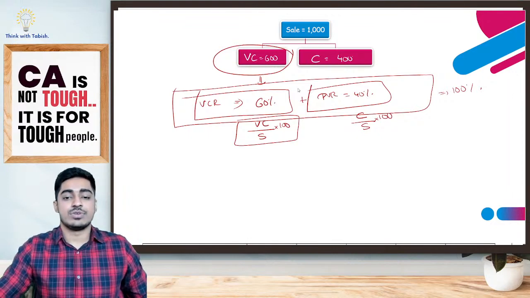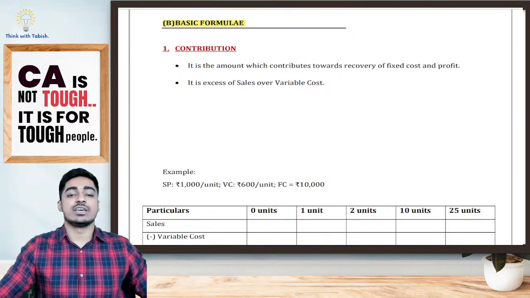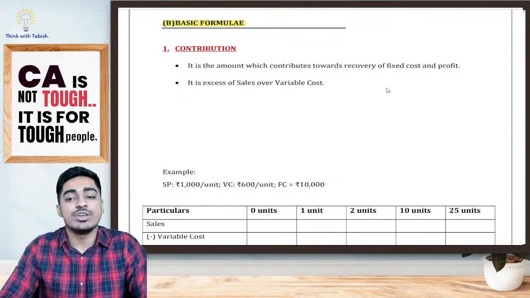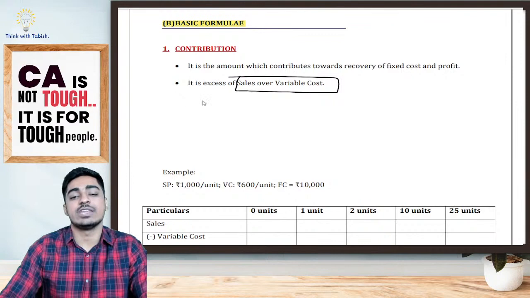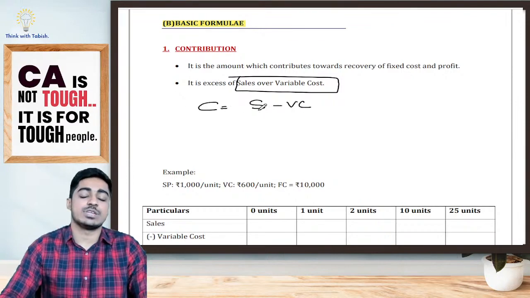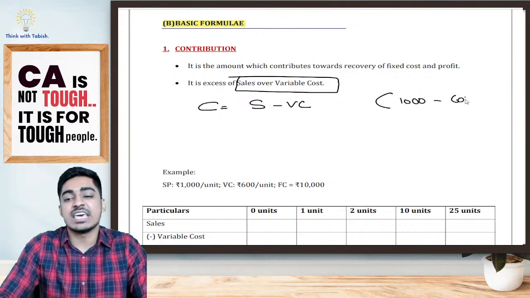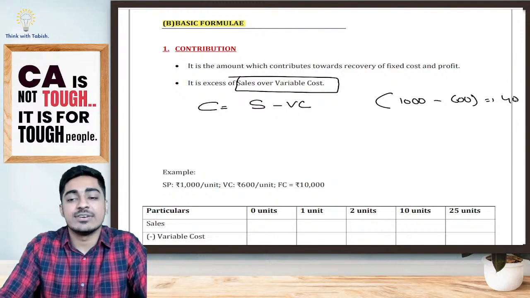Clear till now? So let us have a look at what all we've seen using our notes. Firstly, contribution. It is the amount which contributes towards recovery of fixed cost and profit. That is, it is the excess of sales over variable cost. So I can say contribution is nothing but sales minus variable cost. If I sell a shirt, I get 1000 rupees. To purchase, I've incurred 600 rupees. So by selling one shirt, I'm getting 400 rupees.